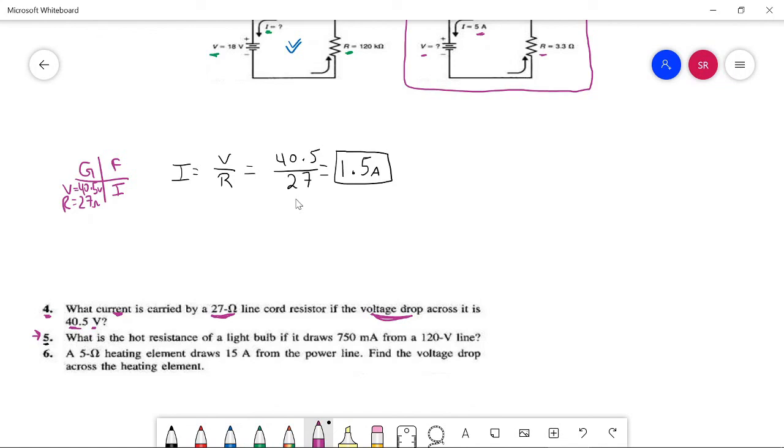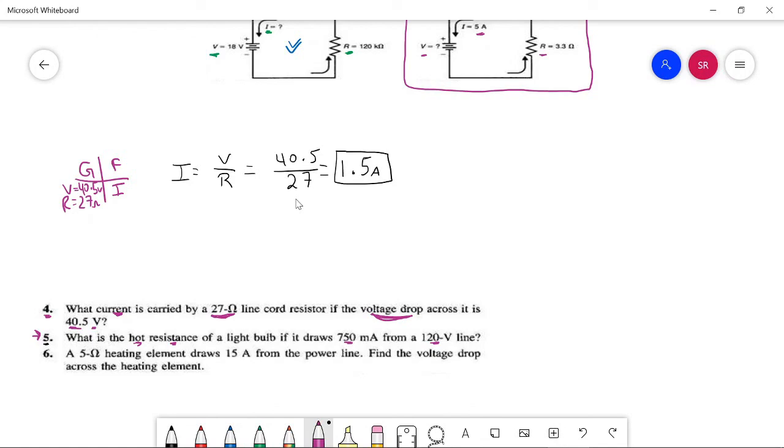Let's read the question first. What is the hot resistance? What the hell is a hot resistance? What is the hot resistance of a light bulb? It draws 750 milliamps from a 120 volt line. See these values right here? What do these values indicate? Which variables do they belong to?